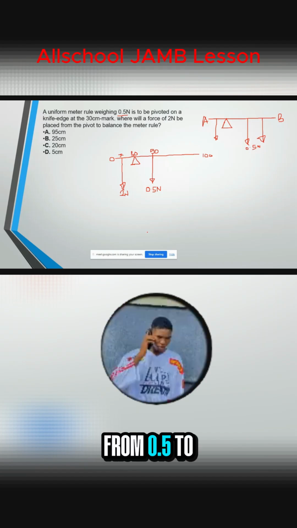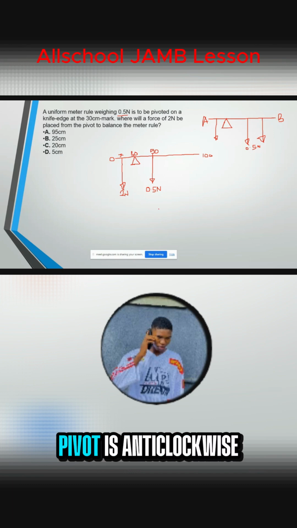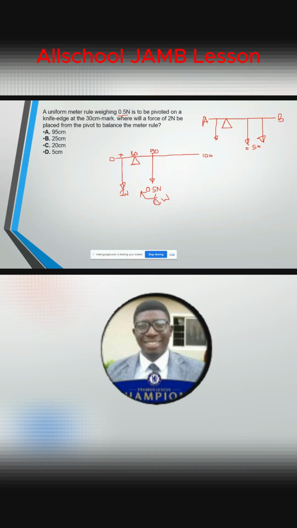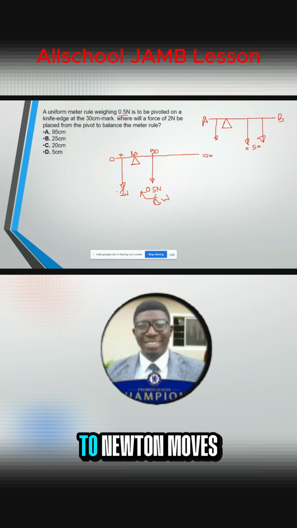Okay, so from 0.5 to the pivot is clockwise, while from 2 Newton to the pivot is anti-clockwise. Very good. From here to the pivot, all roads lead to the pivot. So you see that the clock moves this way, so this is clockwise. And from here, 2 Newton moves this way to the pivot, so this is going to be anti-clockwise.